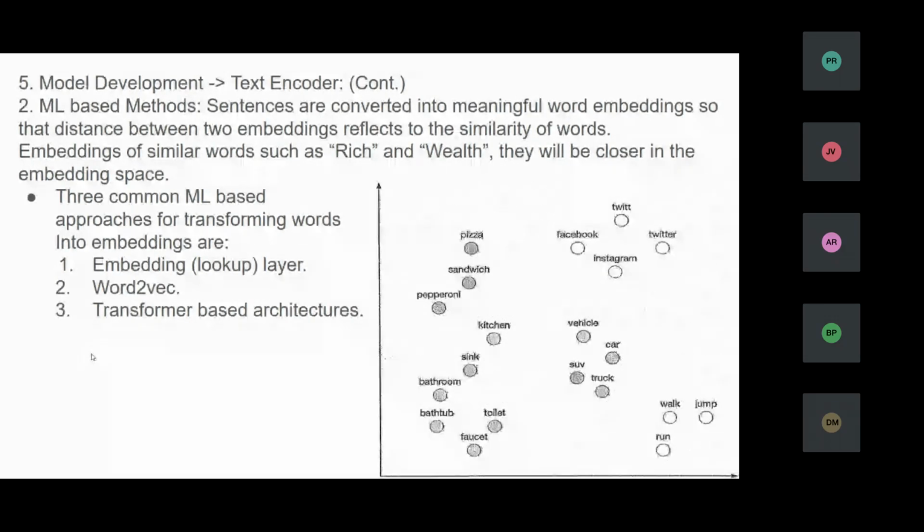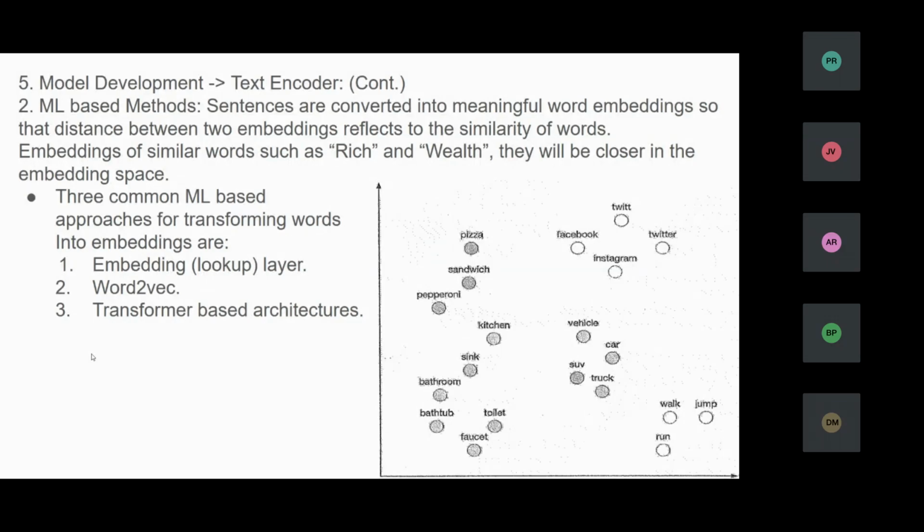So the second method for using the text encoder is ML-based methods. The first was a statistical method, and now it's ML-based methods. Sentences are converted into meaningful word embeddings so that the distance between two embeddings reflects the similarity of the words. So embeddings of similar words such as rich and wealth will be closer in the embedding space.